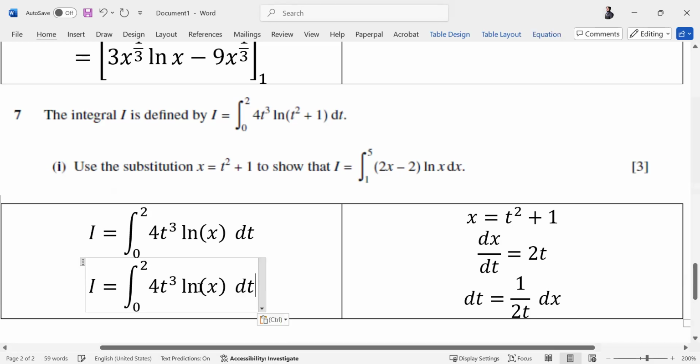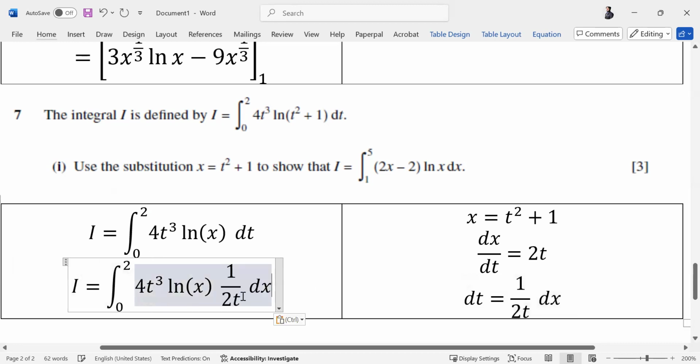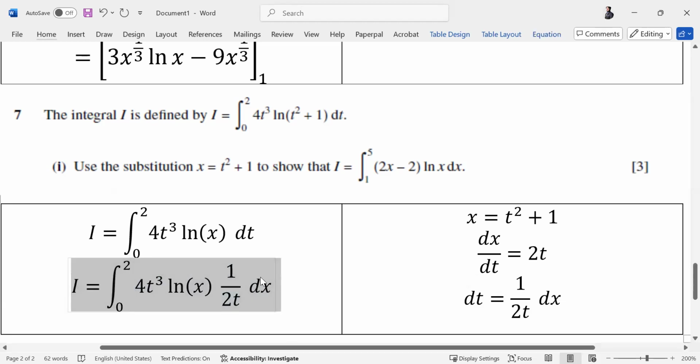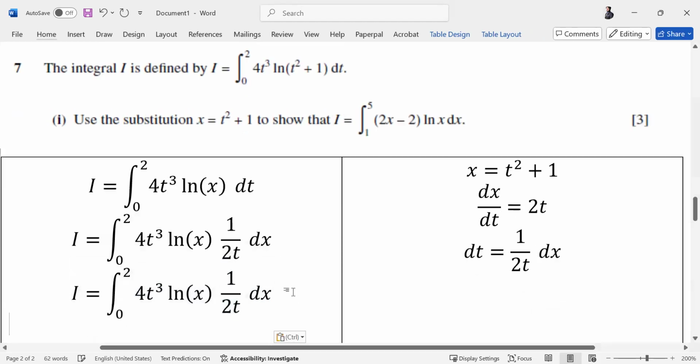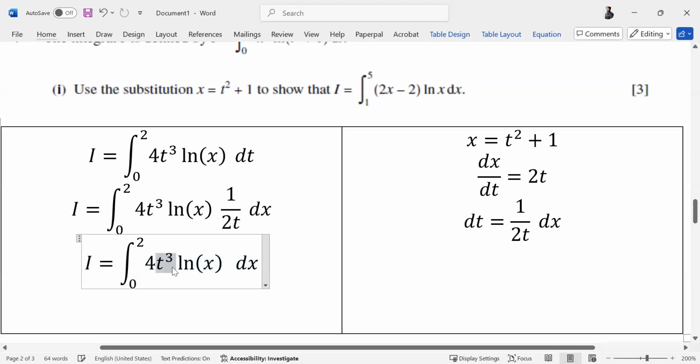I'm showing it one by one, don't worry. So in place of dt, I can substitute this entire thing. So this t and this t cancelled out. This 2 and this 2 cancelled out. What am I left with? Can anyone tell me the simplified form? t and t cancelled out. 2t square.